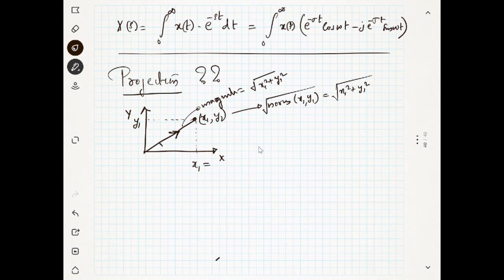If you know the angle between your vector and the x-axis, suppose this is theta, and what is x1 in terms of theta?